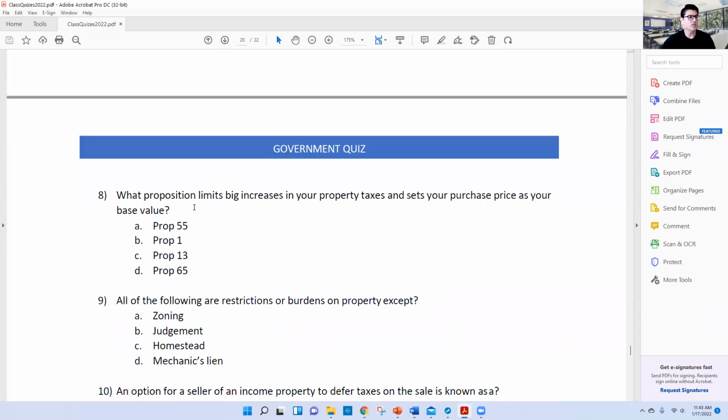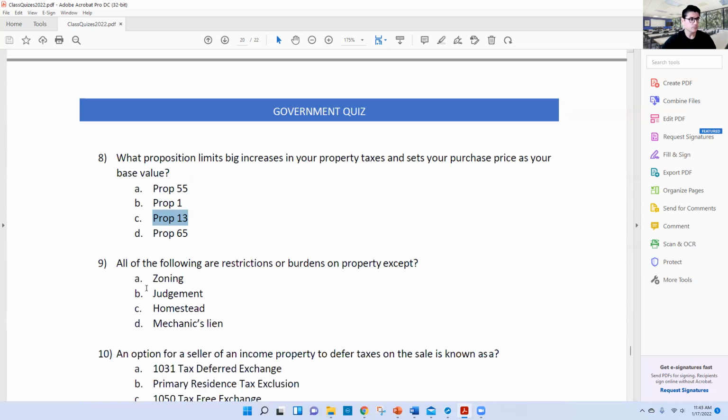Number 8, what proposition limits big increases in your property taxes and sets your purchase price as your base value? What prop limits your property taxes getting jacked up every year? Prop 13. Very important proposition in California. Some states don't have this. Some states, they can keep going up as the population grows. But so far in California, we still have Prop 13.